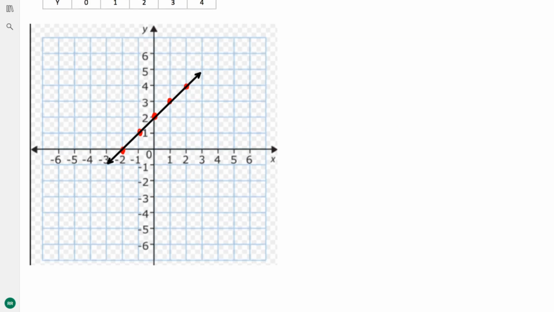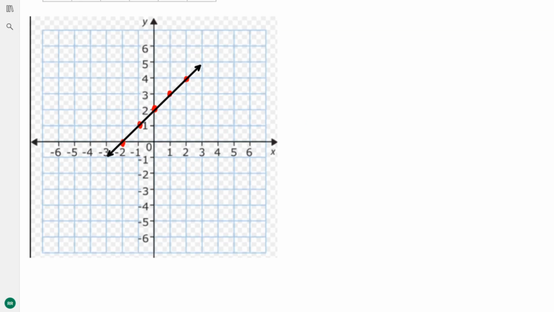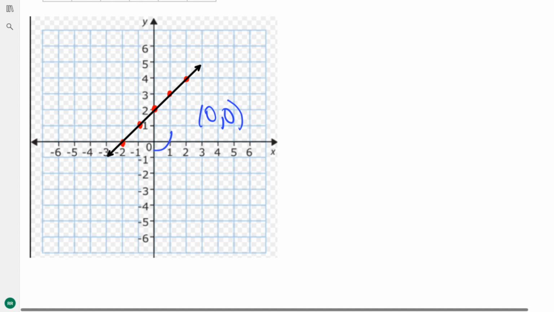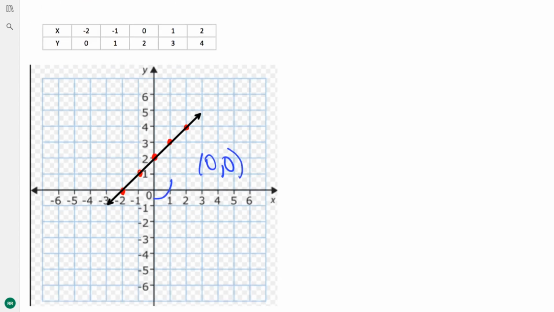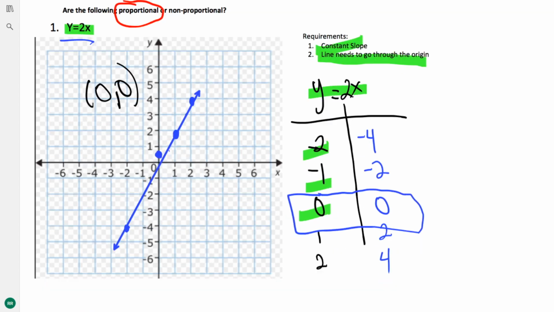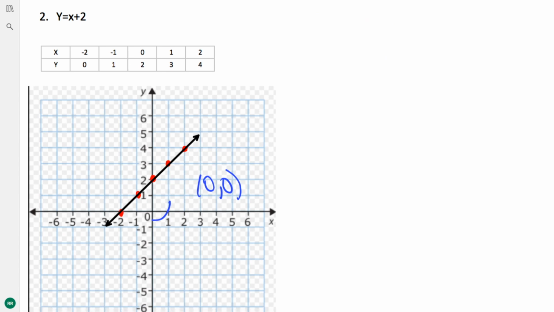What did I say that the origin was? 0 and 0. Let's go look at 0, 0. Does not look like anything is going through it there. So unfortunately, this is not a proportional relationship. If it's not a proportional relationship, what does that mean it is? Non-proportional.